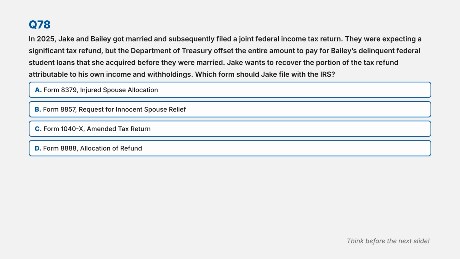Jake wants to recover the portion of the tax refund attributable to his own income and withholdings. Which form should Jake file with the IRS? A. Form 8379, Injured Spouse Allocation. B. Form 8857, Request for Innocent Spouse Relief. C. Form 1040X, Amended Tax Return. D. Form 8888, Allocation of Refund.